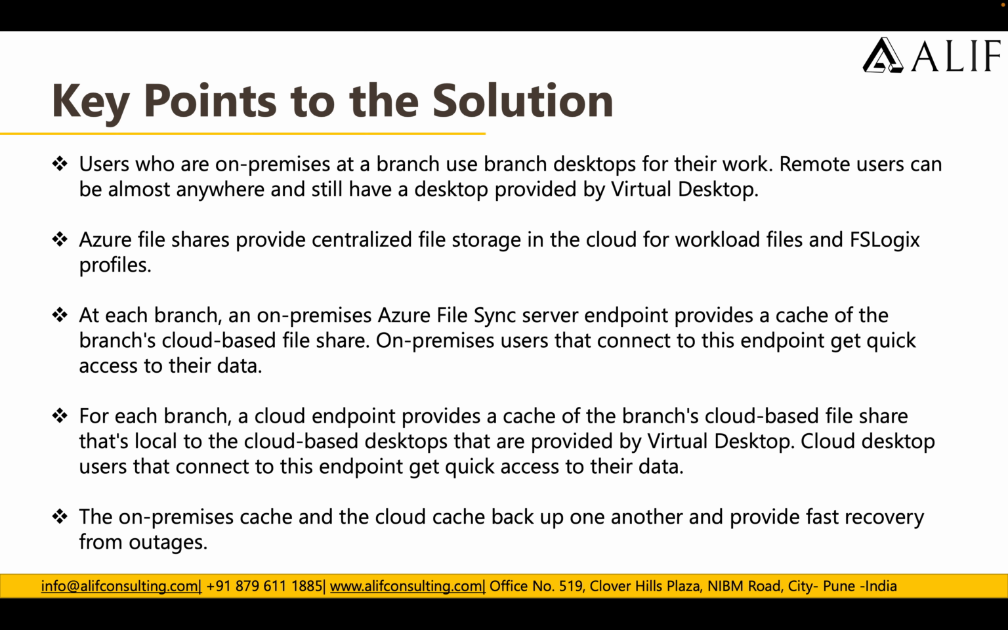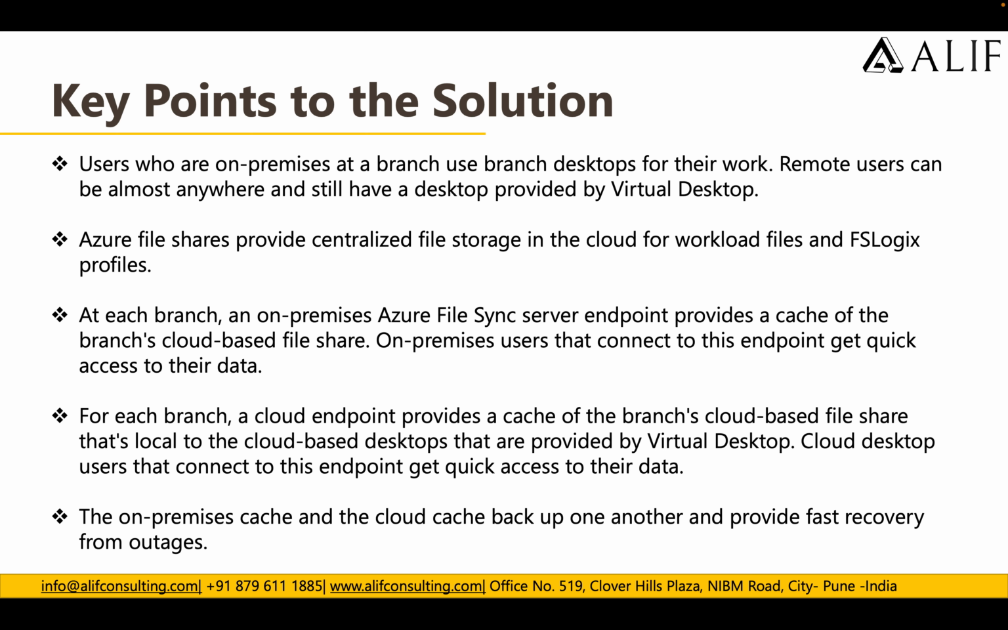Second, Azure file share provides a centralized file storage in the cloud for workload files and FSLogix profiles. Each branch on-premises having the file sync server endpoint provides a cache of the cloud service, and on-premises users connected to the endpoint can get access to their data. So the third main point is that File Sync will cache the cloud data to the on-premises server, which is acting as the file sync server, and from there the branch users can access all of the data, since the data is cached on the local server.